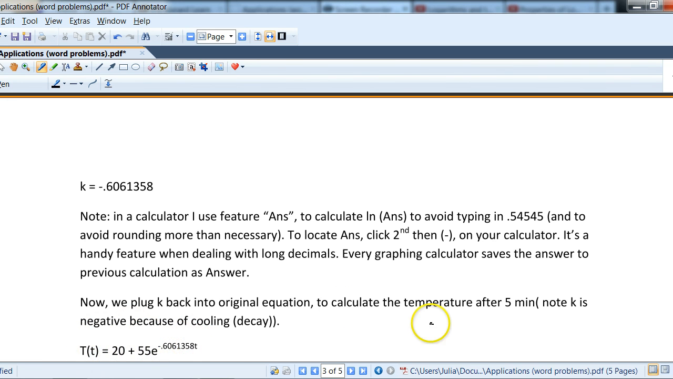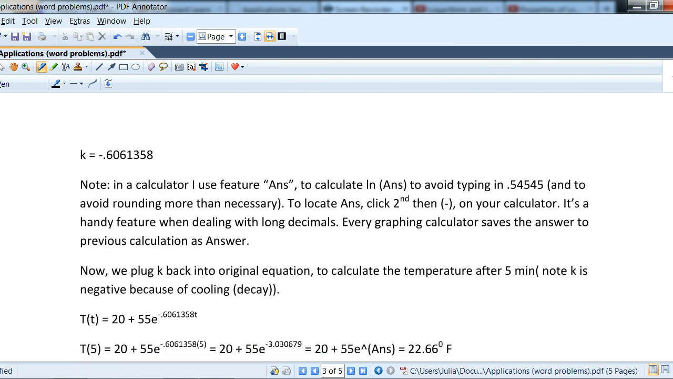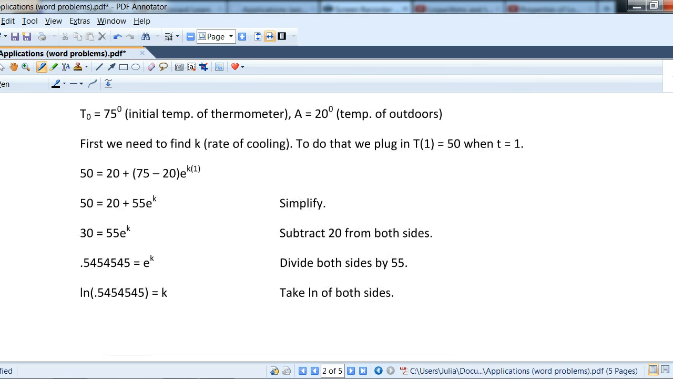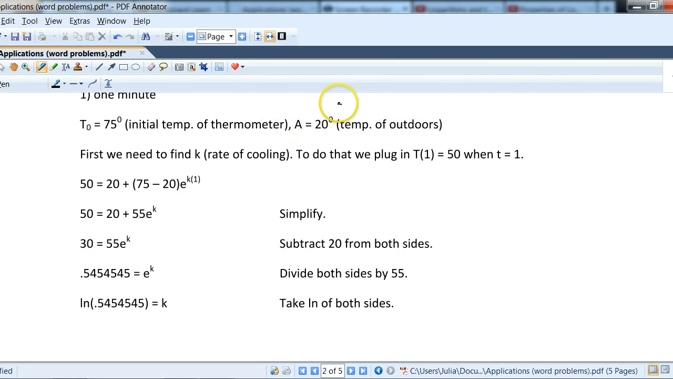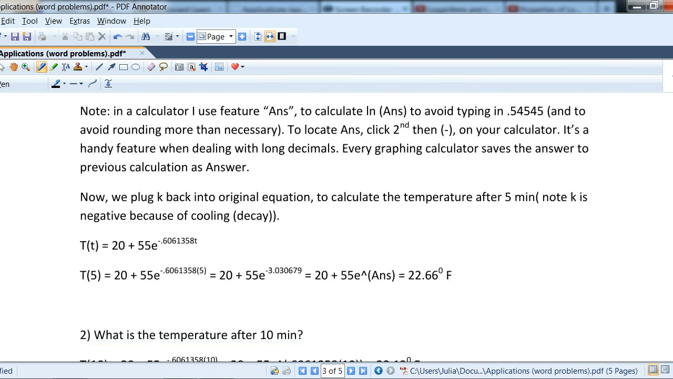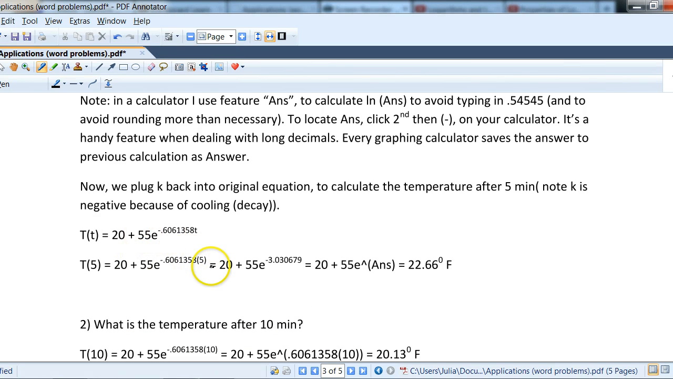And now we can plug in the different little t values to figure out 1 minute, 5 minutes. I thought it said after 1 minute, but 1 minute was given to find K, and then we'll have to find 5 minutes. You can see it in your homework as well, so it probably was a typo too. So we can plug in 5, and notice we get approximately 22.66 degrees. So 5 minutes, it's already pretty close to 20 degrees.